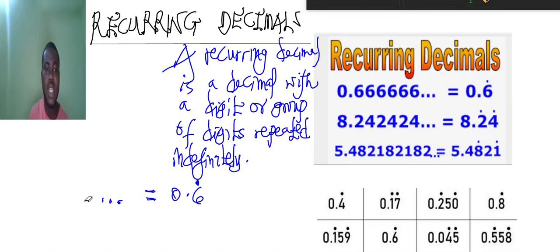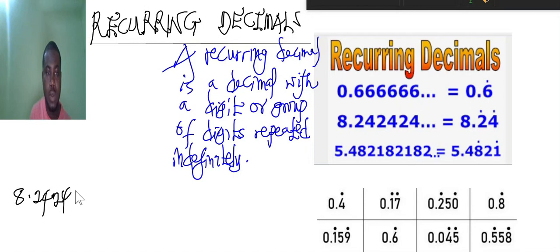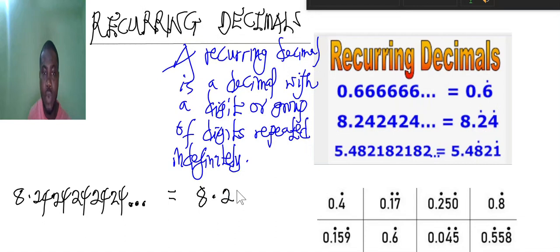Let's look at the second image. We have 8.242424... like that in that pattern, dot dot dot to show continuity. So we notice that the group of digits that keeps recurring is 24. That's why we need to place two dots. We place the dots on 2 and 4 to show that 24 keeps recurring.